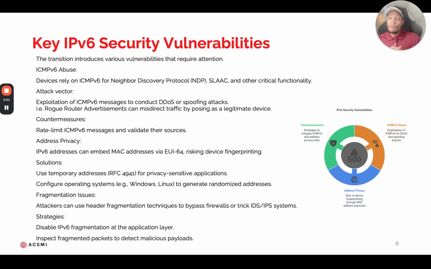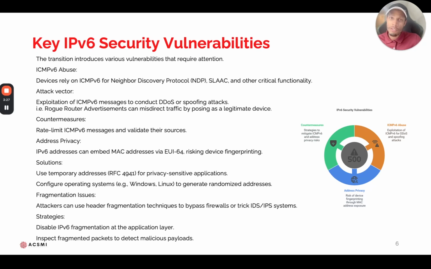Now, you want to be able to address the privacy here. So with IPv6, you're going to have the embedded MAC addresses, right? So this is going to assist in, I'm going to say, overcoming the fingerprinting issue, but usually it's still going to be there, right? Because it's very risky. Now, using a temporary address will help with this though. And understanding, if you're using Windows or Linux, how to randomize your addresses is key as well.